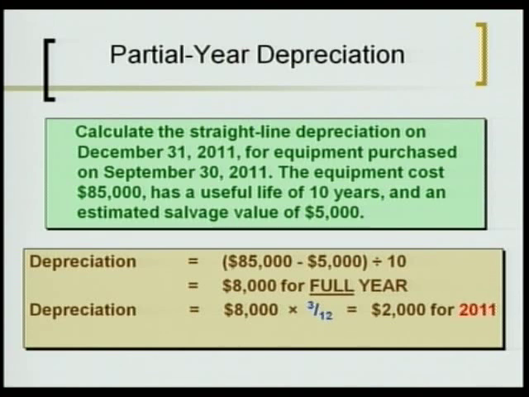But for 2011, we only had it for 3 months out of the 12, right? For October, November, and December. So what's 3/12 times 8,000? We depreciate 2,000 for 2011. Of course, in 2012, it was out in operations for all 12 months, so we would depreciate 8,000. But in that first year, it would just be 3/12 times 8,000. Make sense?